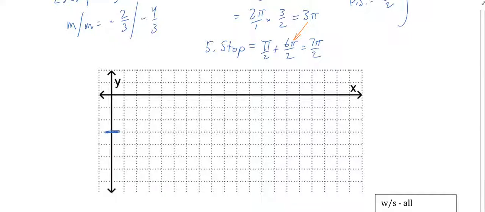6 pi by 4, what's that? What's 6 pi by 4? Okay, good. 3 pi by 2. So 7, 8, 9 pi by 4. 10, 11, 12 pi by 4. What's that? 13, 14, 15 pi by 4. And that, I think, is going to be far enough.